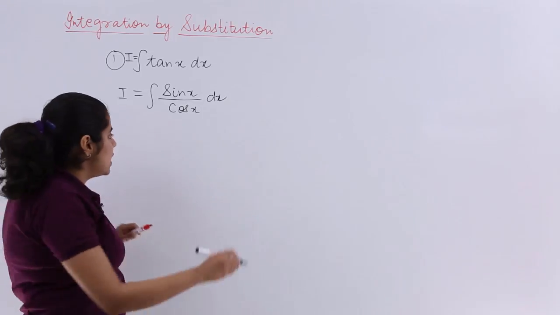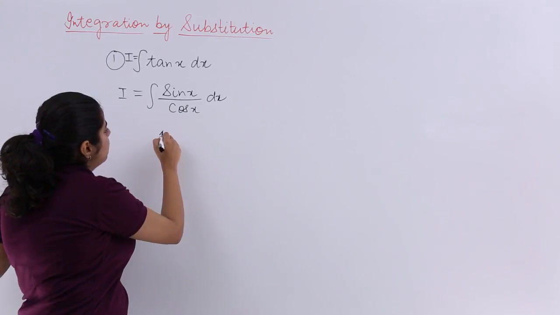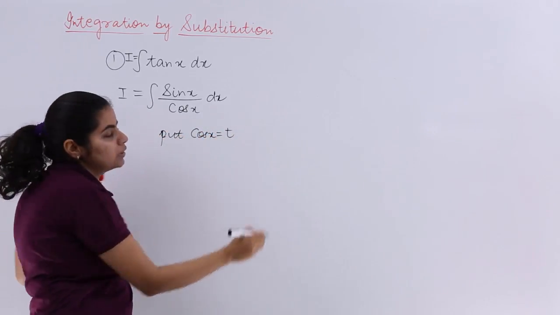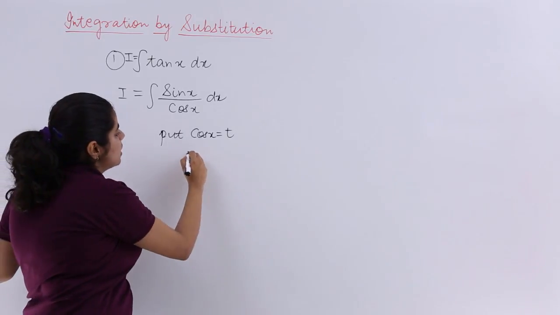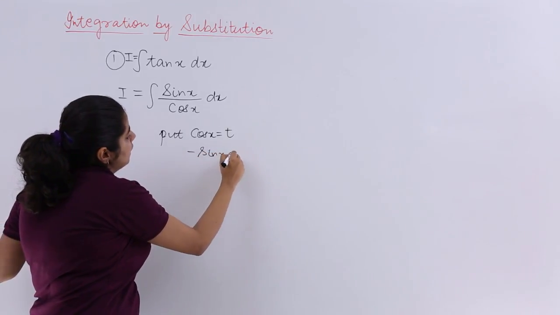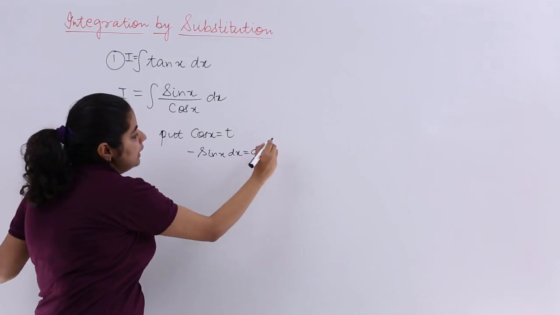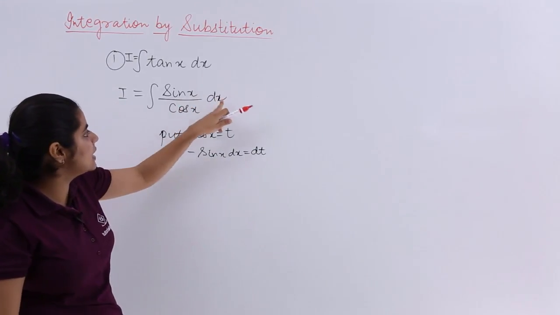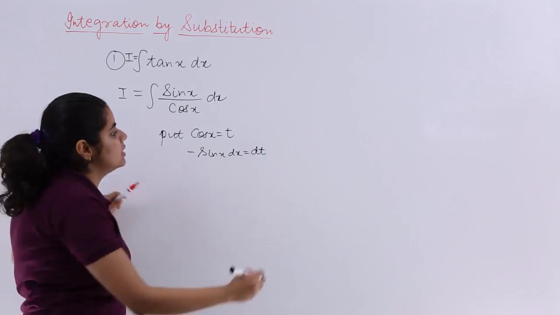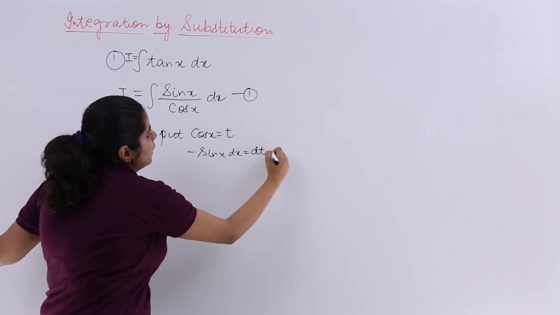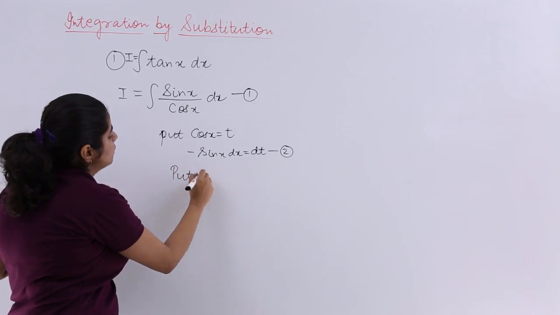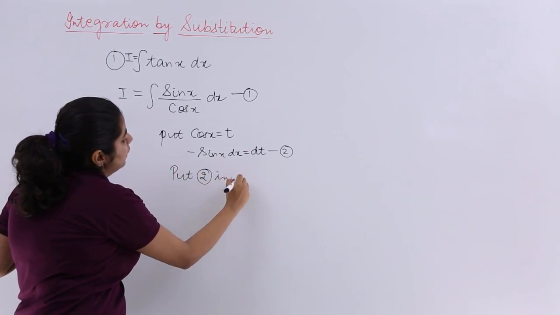If I put cos x equal to t, substitution done, then it becomes minus sin x dx is equal to dt. Very easy for us now. What is the value of sin x dx? That is nothing but minus dt. So, if this is your equation 1, this is your equation number 2, you will simply say put 2 in 1.